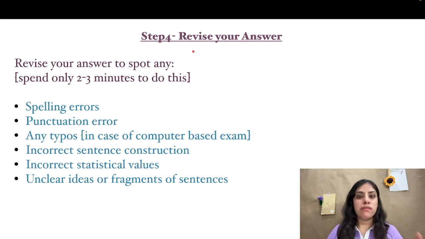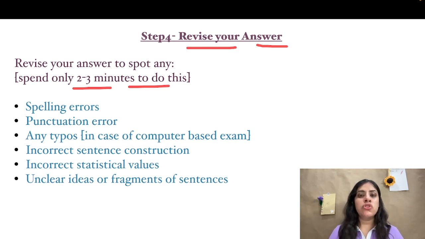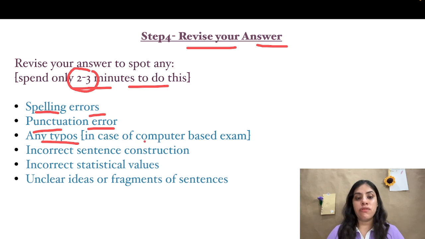Then we have step 4. Here you have to revise your answer. So it's extremely important that in the end you revise your answer, because when you do that, you might be able to change some silly errors, some typos, some grammatical errors. So spend the last 2 to 3 minutes to do this. So what you should look out for: any spelling errors, any punctuation errors, any typos in case you're going for a computer based exam, then incorrect sentence construction.